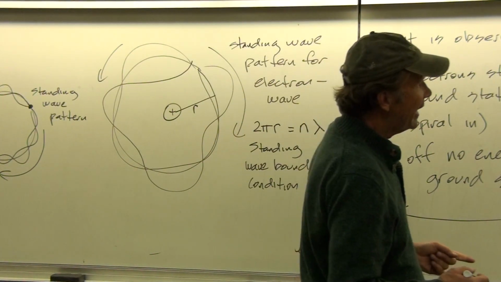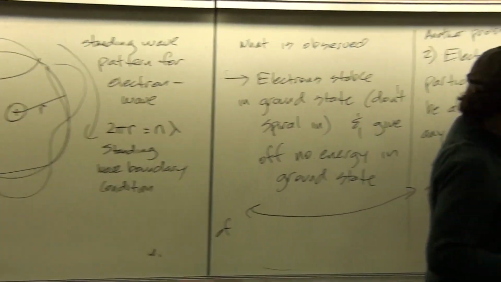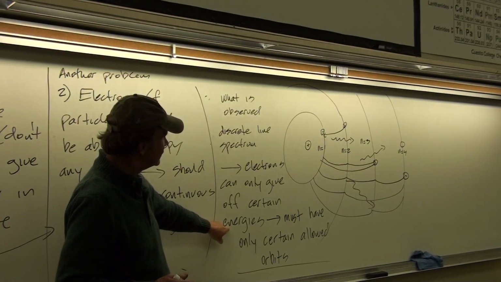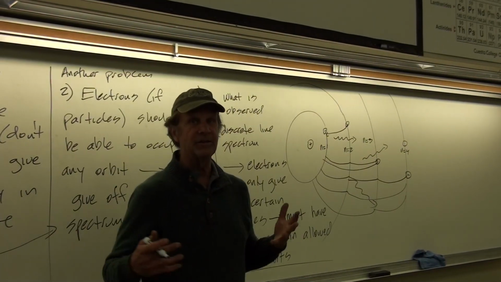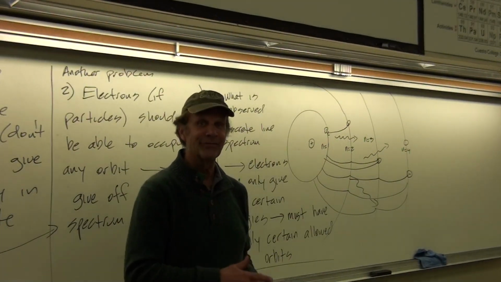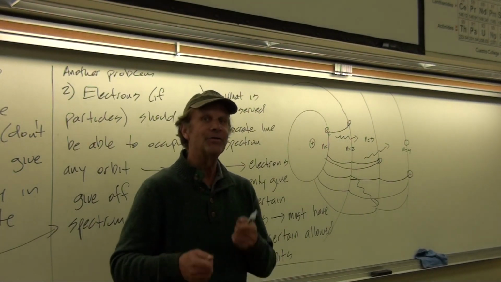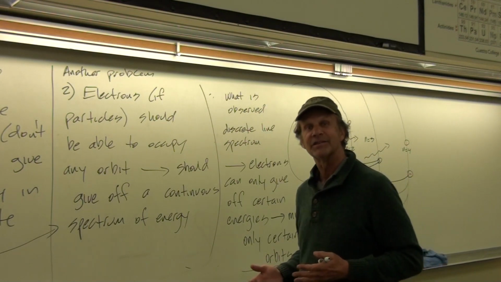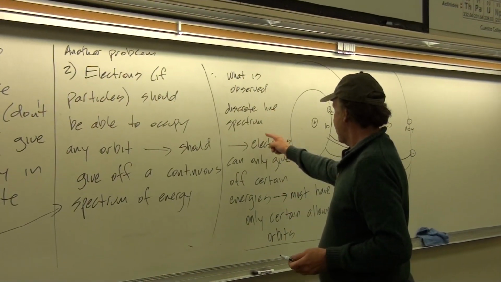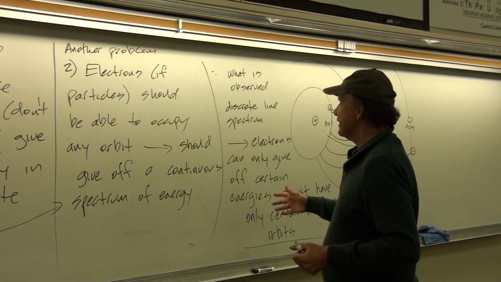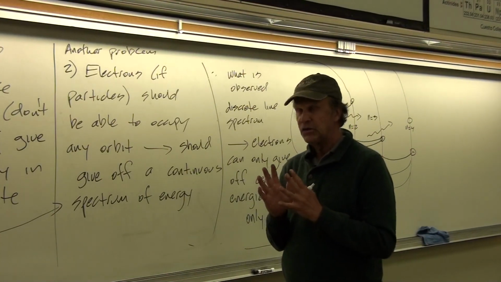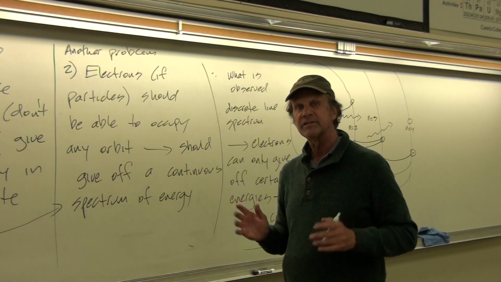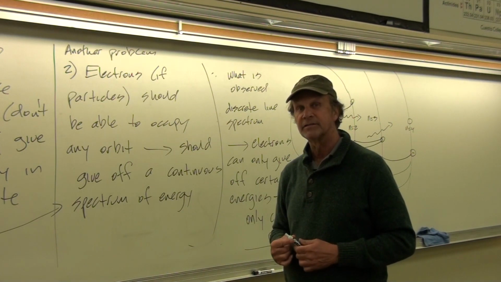So how does this help us with what's being observed here? Well, the electrons only give off certain energies when they go from one standing wave pattern to the next. That would be like going from one harmonic tone to the next in a vibrating string by adding energy to the system. And also here, we can see that if you're in the ground state, you can't be any lower than the ground state, because then the electron wave would cancel itself out by destructive interference.